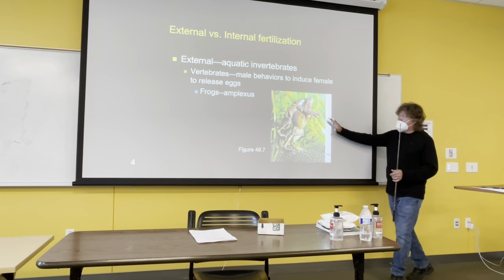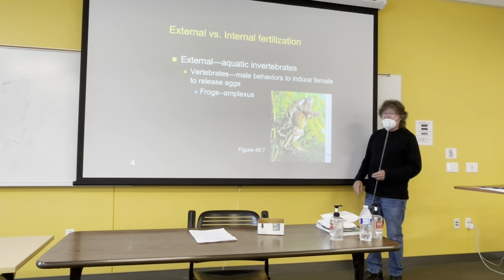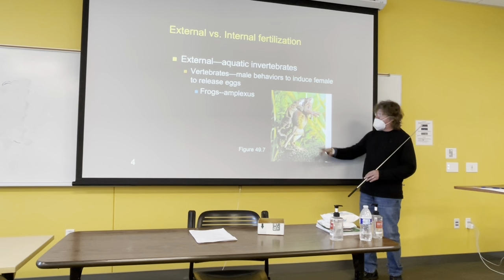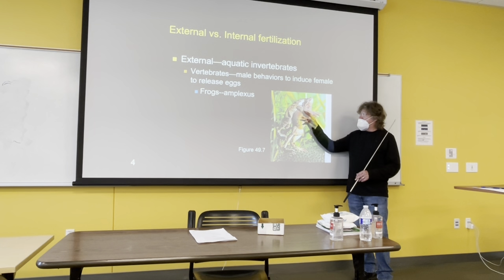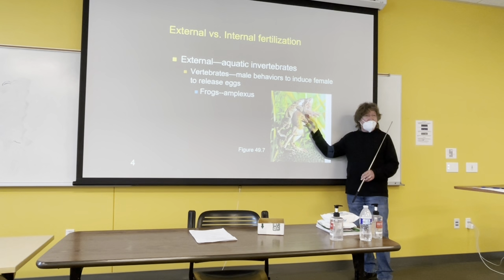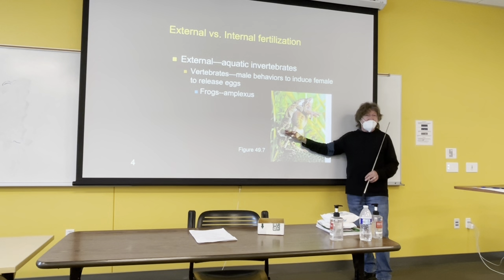Now, this might look like copulation. That's the male. Okay, that's the female. But that's not really what's happening here. This is still external fertilization. It's a behavior that the frogs have. The male will grasp the female and ride on her back until she releases her eggs. Okay? This is called amplexus, and so there's no copulatory organ here whatsoever.